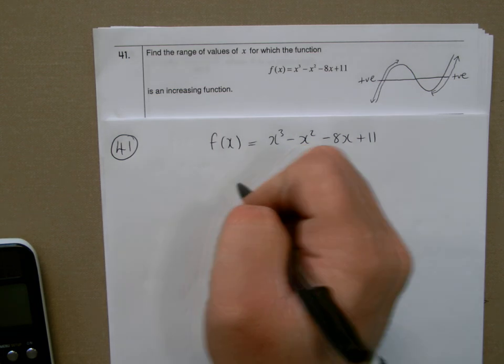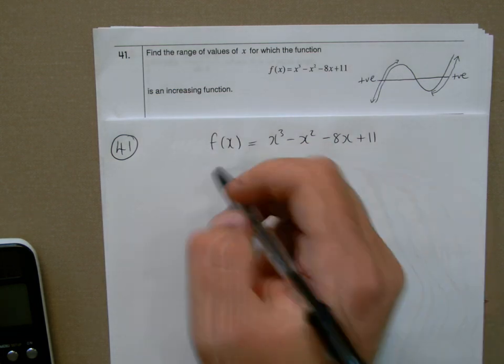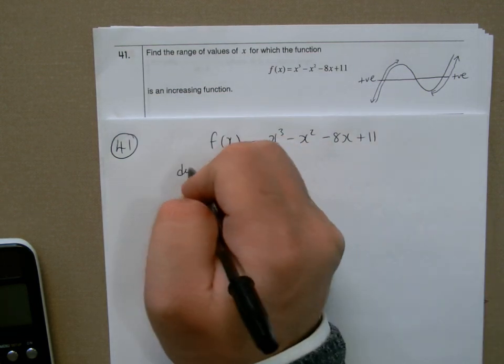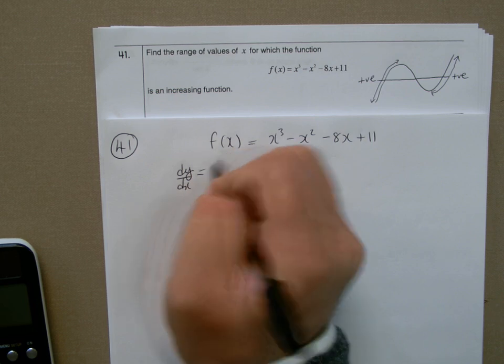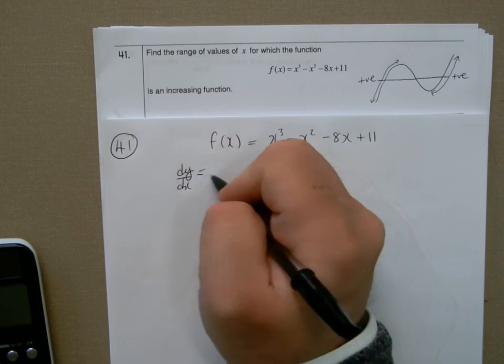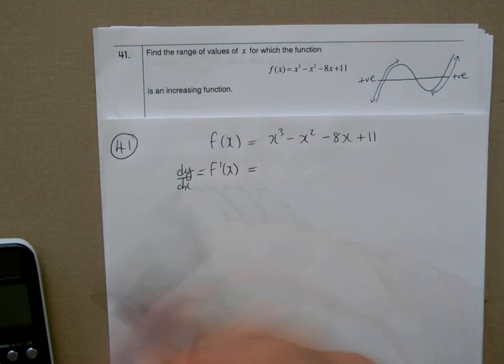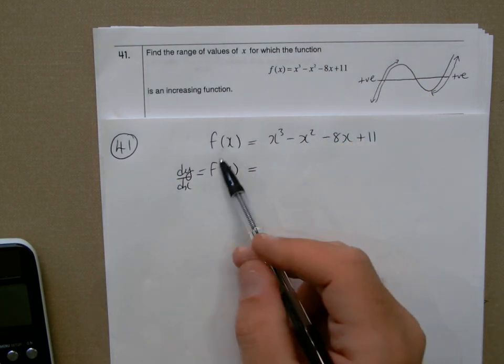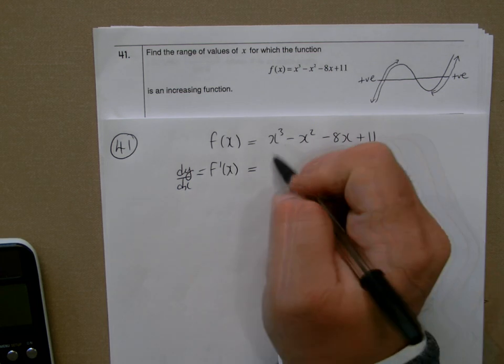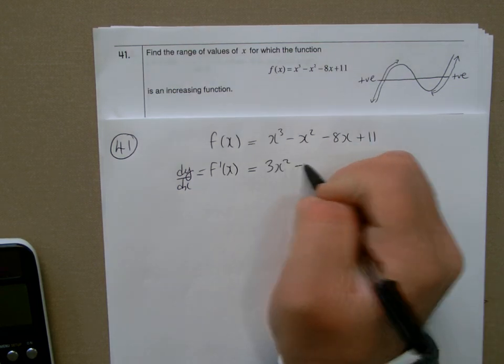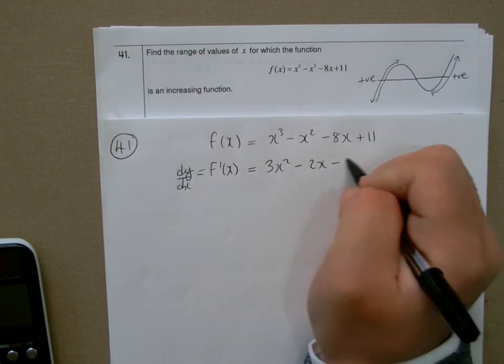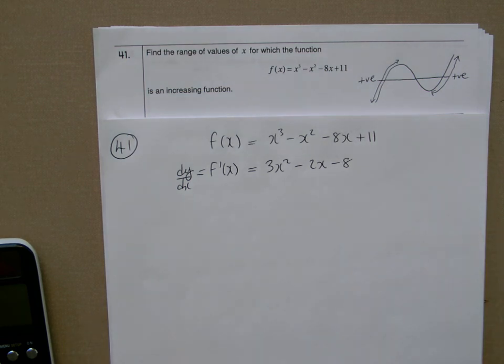So we're going to work out what dy/dx is for this. So differentiate. Because it's given in terms of f(x), another notation for dy/dx is f'(x). It doesn't matter, it still means dy/dx, but we can write this as f'(x) as well. So when we differentiate that, we get 3x squared minus 2x minus 8.